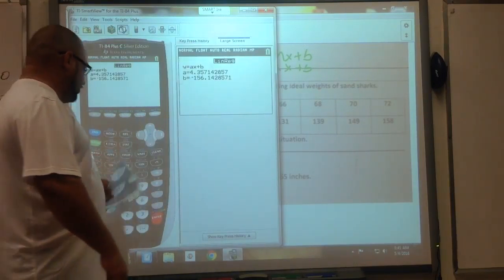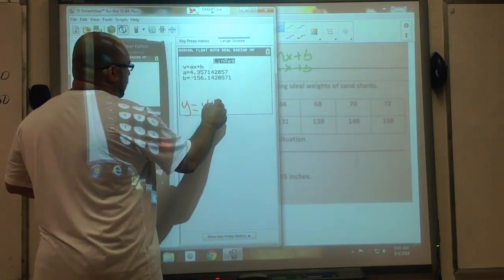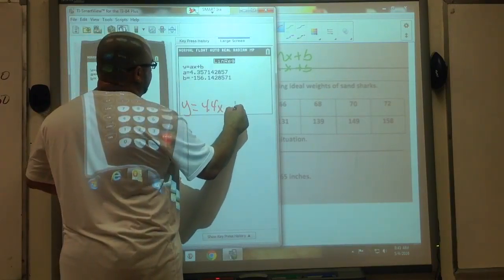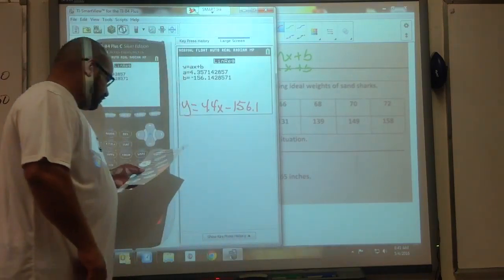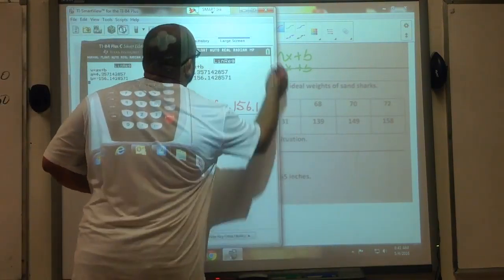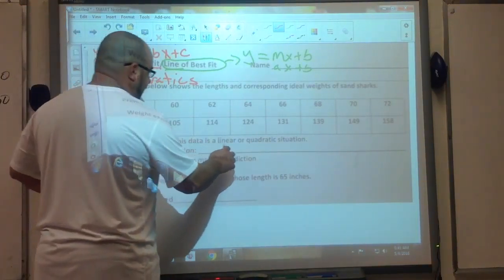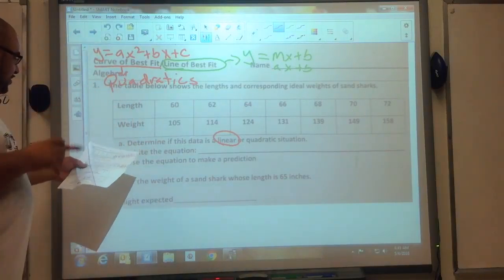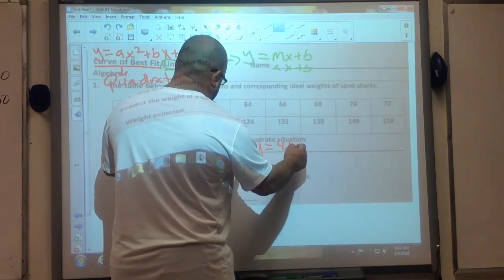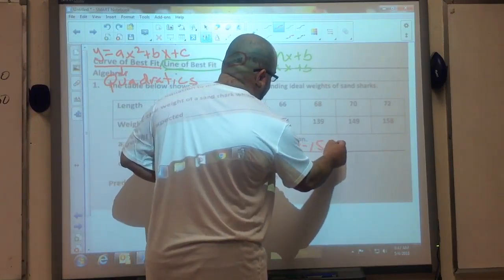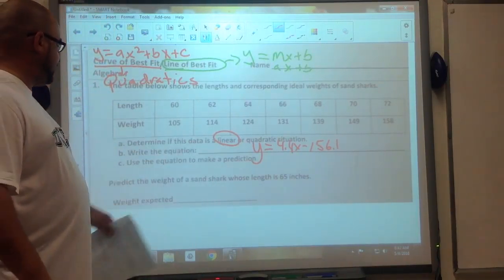And there's your equation. So I'm going to round y equals 4.4x minus 156.1. So it says determine if the data is linear or quadratic. We determined it was linear. It says write the equation. Y equals 4.4x minus 156.1. Then it says use the equation to make a prediction.